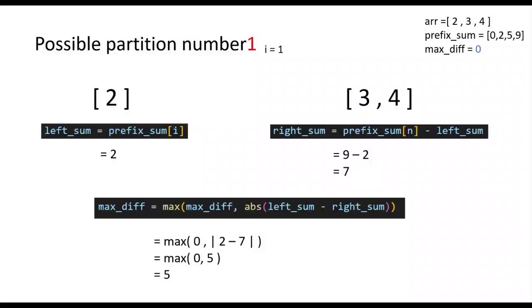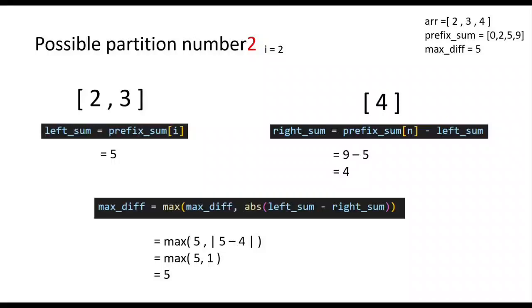Now the max difference. I have used the max function in Python. So the previous max difference was 0, comma, absolute of left sum minus right sum. So the left sum was 2 and the right sum was 7. So 2 minus 7 is minus 5, and because of the absolute it converts into 5. Then the maximum of 0, 5 is 5. So now the max difference is 5.